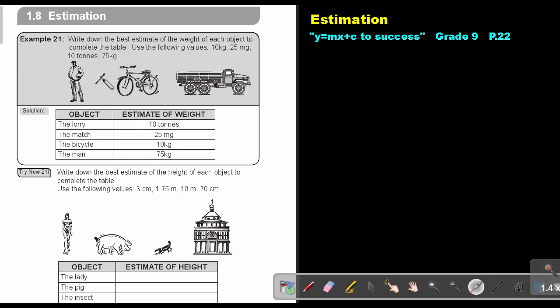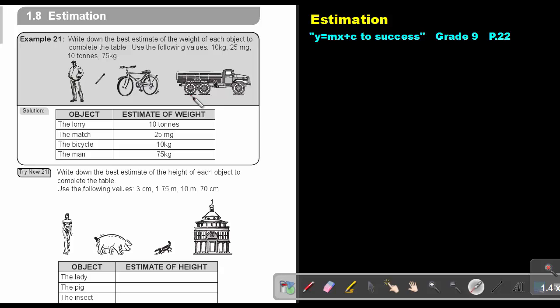Okay. If I think of this match, it's very light. It's very small. So this is going to be in milligrams. The only one that's milligrams is that 25. If I look at this bicycle, now bicycle will be in kilograms, but it will not be so much, less than 10 kilograms. So this bicycle will be 10 kilograms. But if you look at the lorry, it's going to be very heavy. So that's going to be taking the tons, the 10 tons.